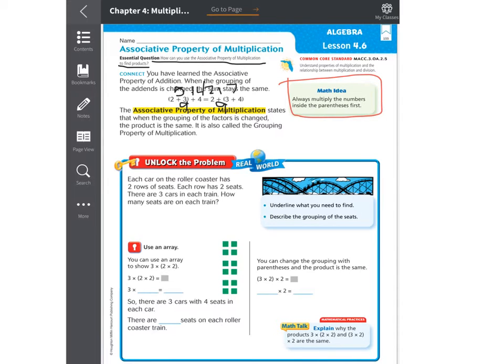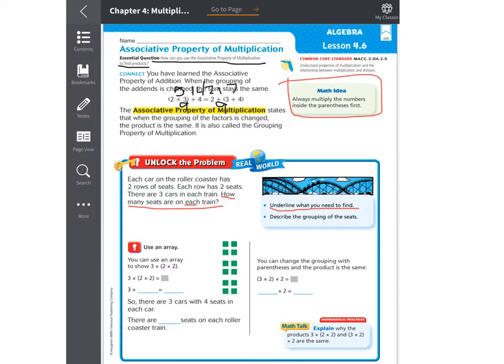Each car on the roller coaster has 2 rows of seats. Each row has 2 seats. There are 3 cars in each train. How many seats are on each train? The first thing we want to do is underline what you need to find. So, we're going to underline our question, how many seats are on each train?